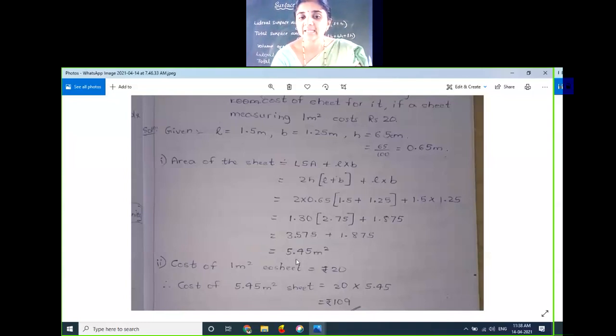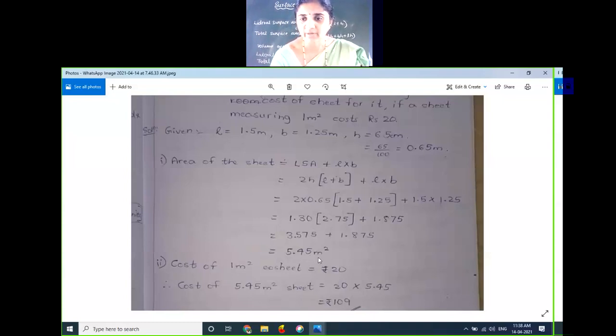So the answer is 5.45 meters square. So here it is area, so the unit is meter square. We got the area of the sheet required to prepare the box is equal to 5.45 meters square.